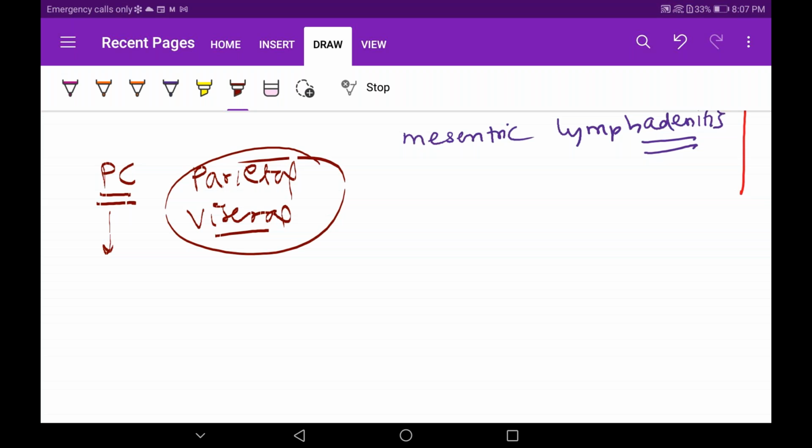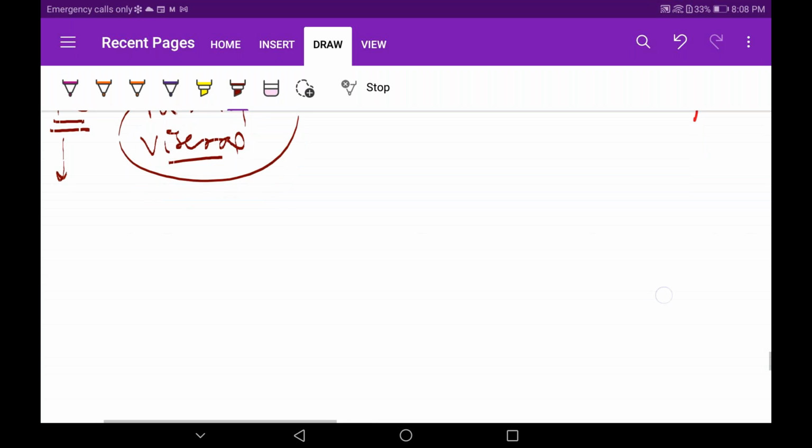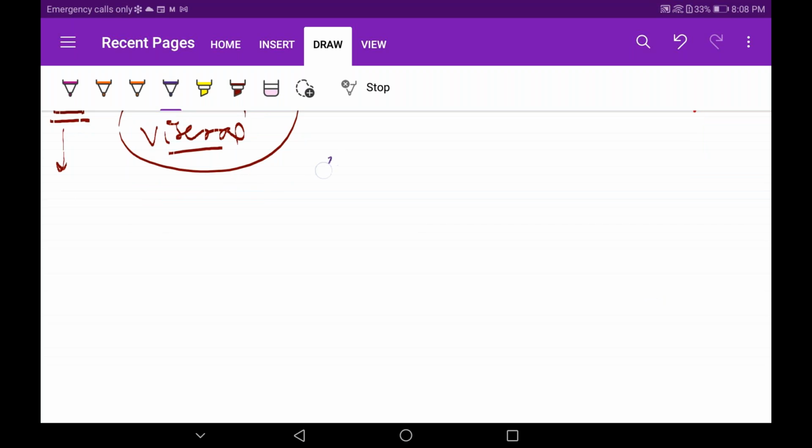So the greater sac you have understood. You don't have to jump about it. I just want to come to a very important aspect of how there are certain areas that are divided in the human body.